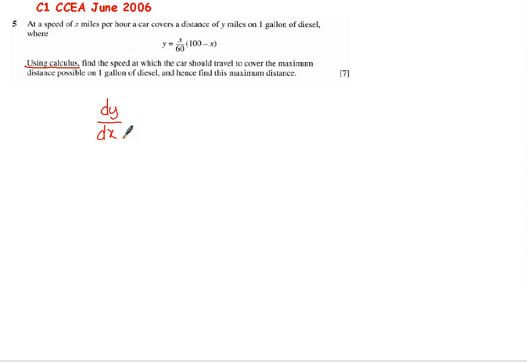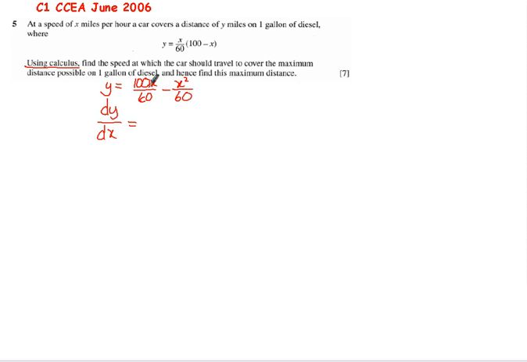Now, just before we do that, we need to be careful, because what I'm going to do is, first of all, expand that out. So that's 100x over 60 minus x squared over 60. Okay. That is now expanded out, and we can differentiate each term. We could also simplify the fractions down if we wanted. That's no problem at all.